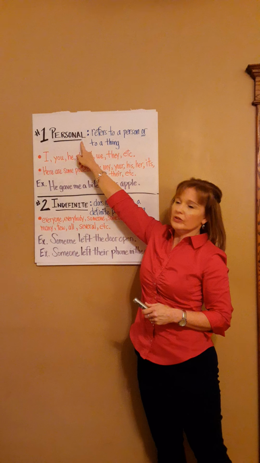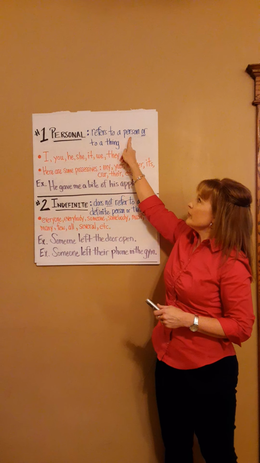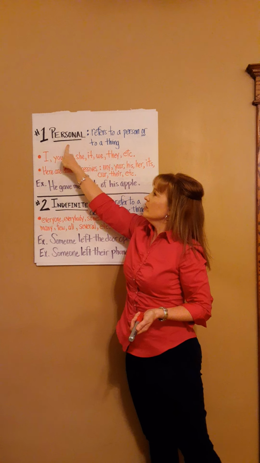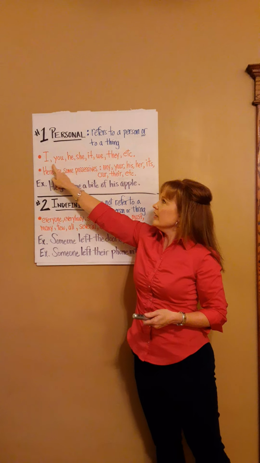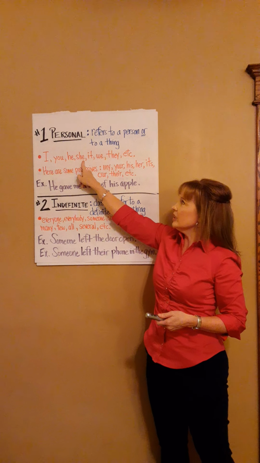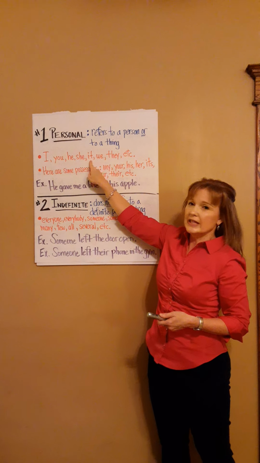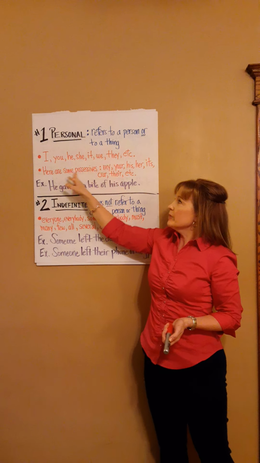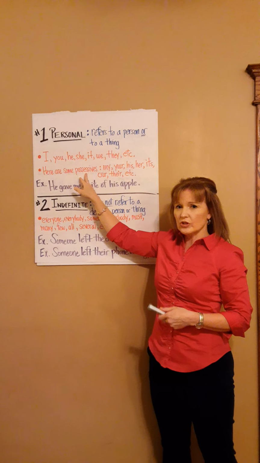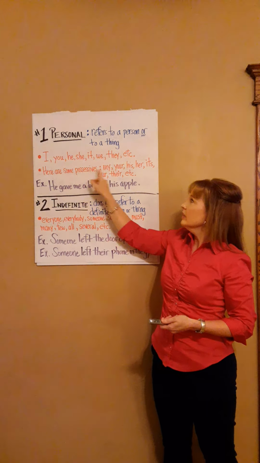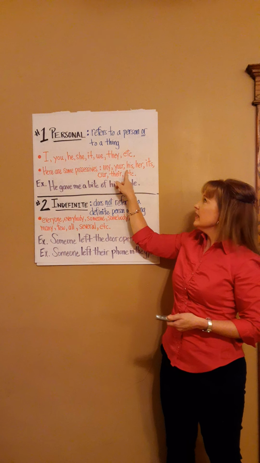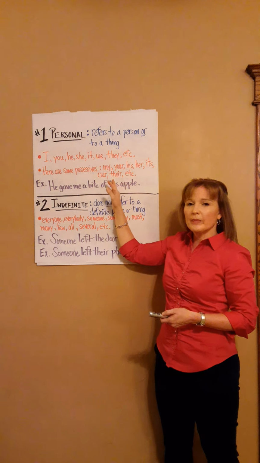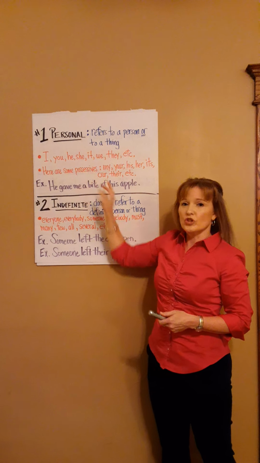Let's begin with personal. A personal pronoun refers to a person or to a thing. That should be relatively easy. The word person is right there. Here are some examples. I, you, he, she, it. See, that's where the thing comes in. It is a thing. We, they, and there are several more. And then the possessives. If you remember from my previous poster, it said possessives are a subcategory. So my, your, his, her, its, our, their, etc. Remember that possessives show ownership.